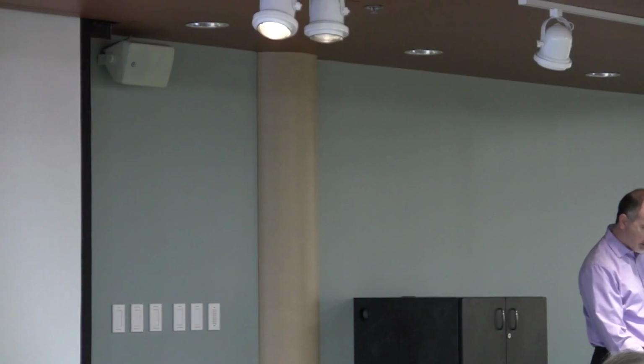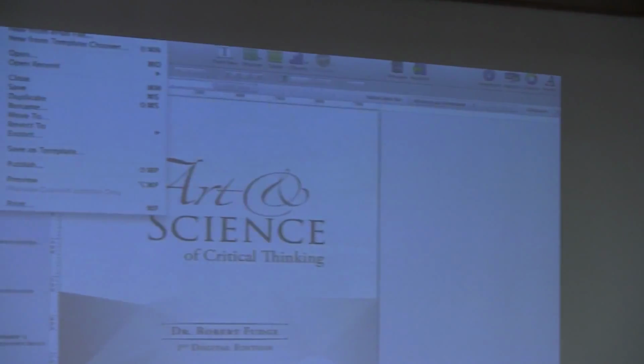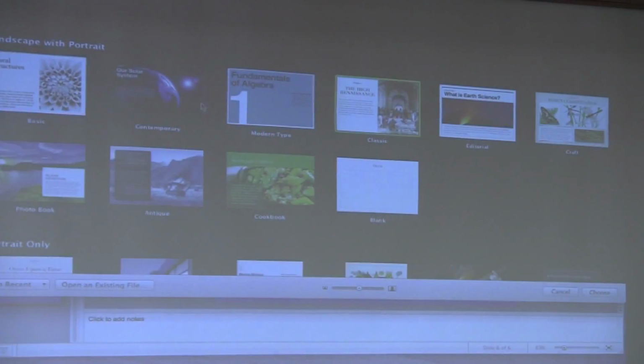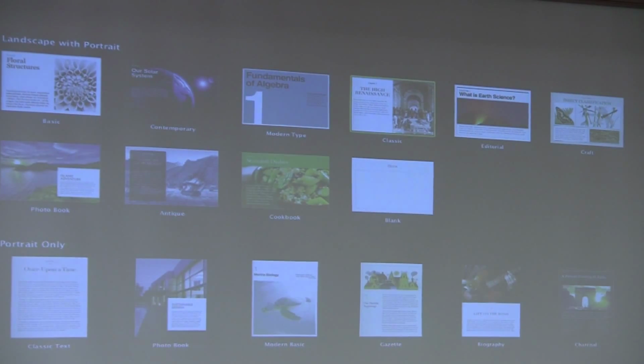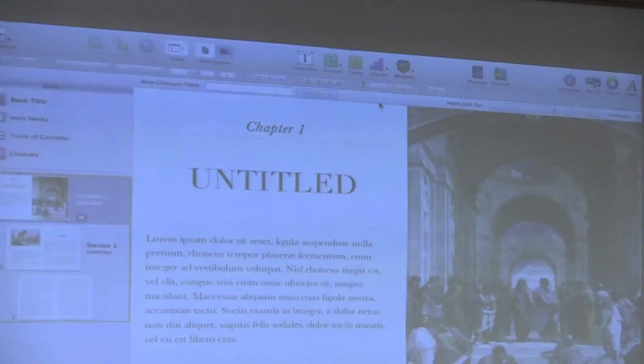Okay, so let me pull this up. So here we have iBooks Author, and actually, you know what, I'm going to close this before I show you my book. This is what it looks like when you first get into iBooks Author. And it gives you all these various templates that you can choose from. So one of the more standard ones is the classic, and in fact, this is what I've used for my book. So just for fun, let's open that up.